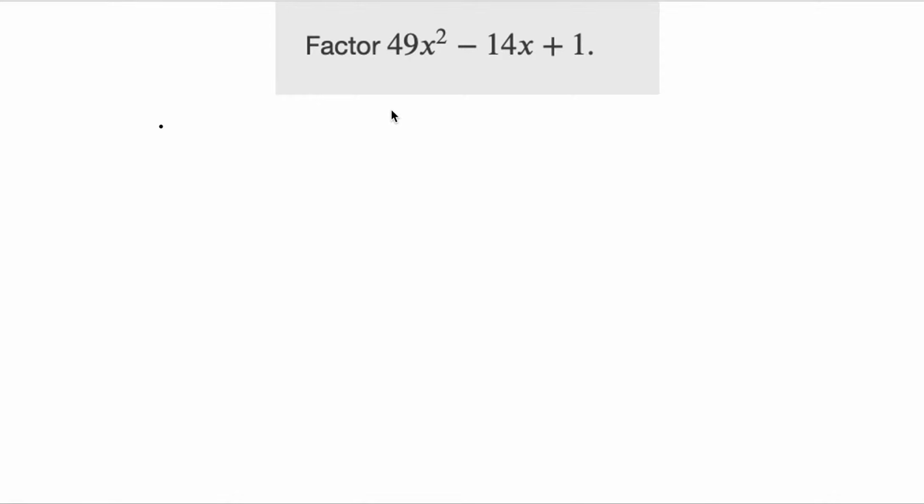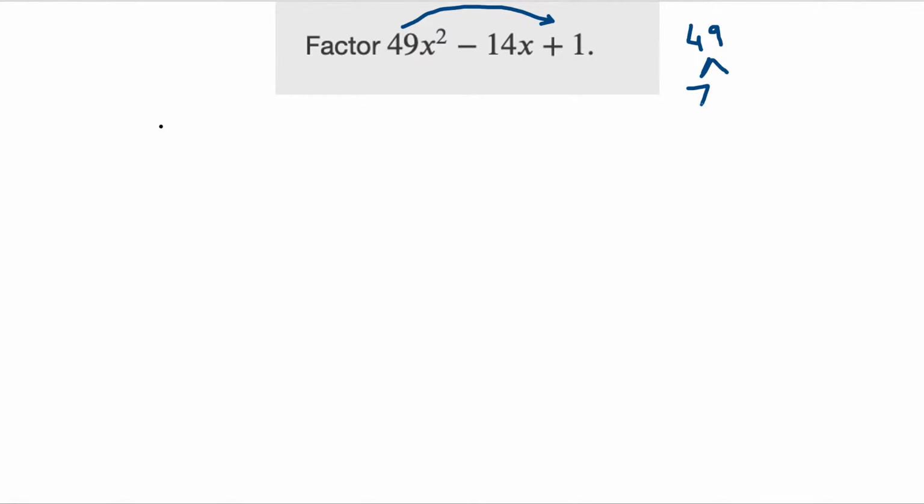In trinomials when the leading coefficient is greater than 1, in this case it's 49, the good way to solve it is by combining methods. So we multiply the leading coefficient by the constant, 1. 49 times 1 is 49. And now we factor this 49 into two factors, and we're looking, can we reach this minus 14?